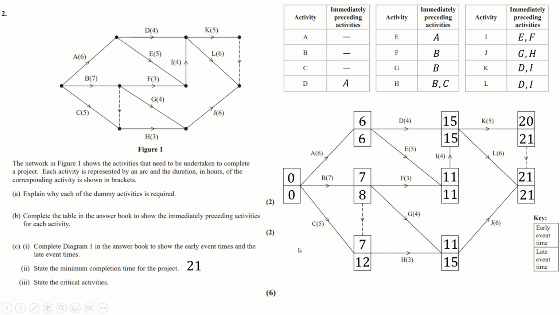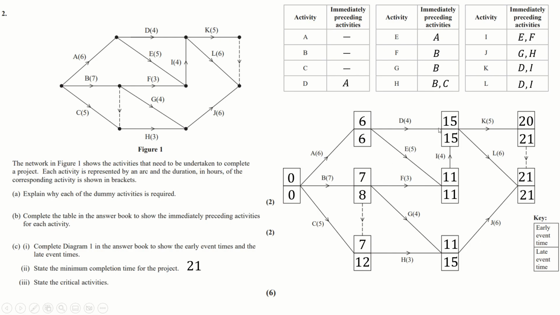And the critical activities are activities that go from boxes that have the same number in both. So that would be A, D, E, and L. So activities that go from a box with same number in both to a box with the same number in both. So this, and this.